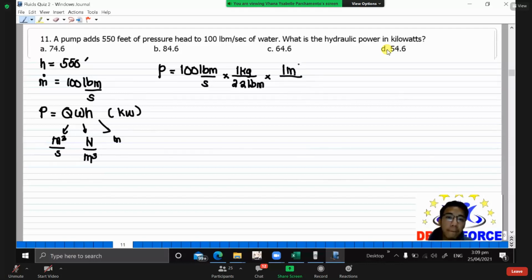Okay, in 1 cubic meter, we have 1,000 kilograms. Pwede rin naman kilograms to liter, tapos liter to cubic meter. Pareho lang din naman. Naka-cubic meter ka na, so cubic meter per second, naka-Q ka na dito. Naka-volume flow rate ka na.